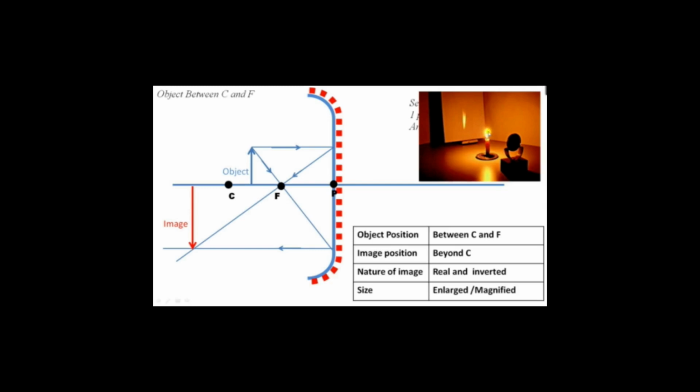So here you can see the example. This is the candle and the image is at the back of the object. Out here, this is the candle and this is the image. So the image is at the back and it is larger than the size of the object.